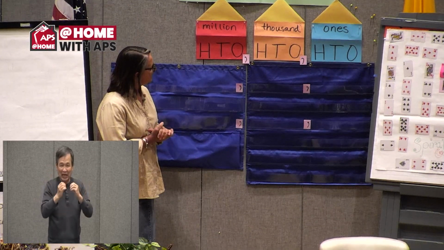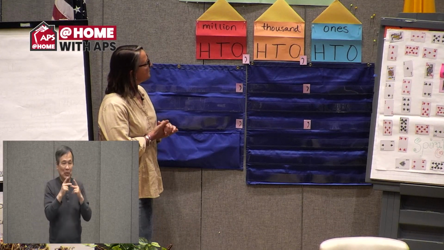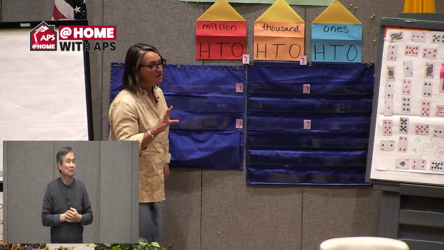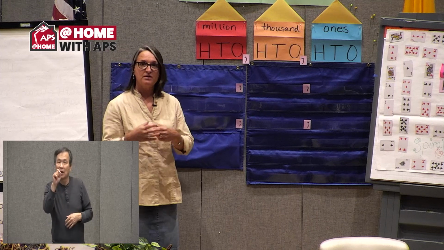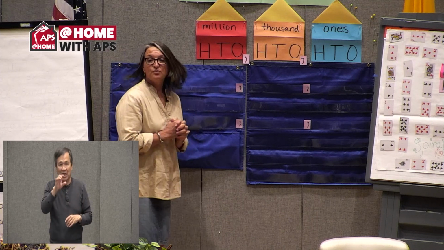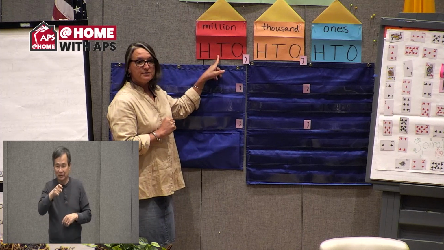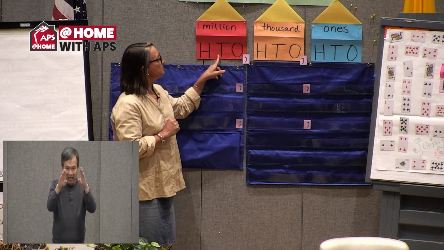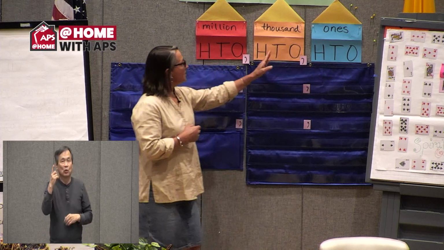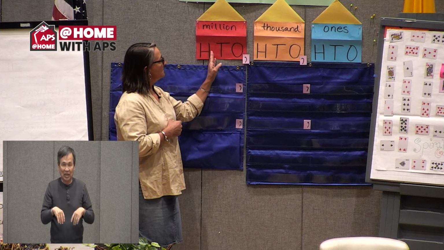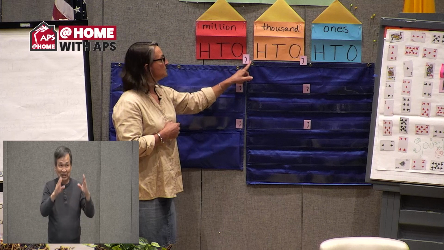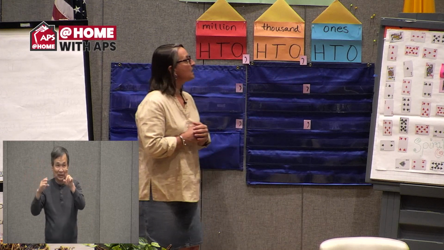So here's how our place value houses are set up. They're set up each period of a number. A period is a part of a number that's separated by a comma. So each period lives in its own house. Today we're going to go up to the millions house. So we have our ones house, our thousands house, and our millions house. And in between each of these houses or periods, we are separating with a comma.